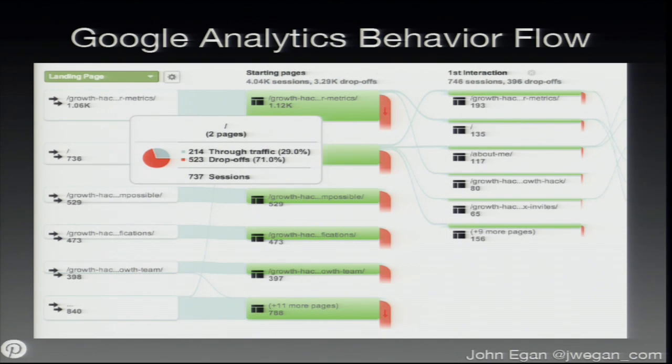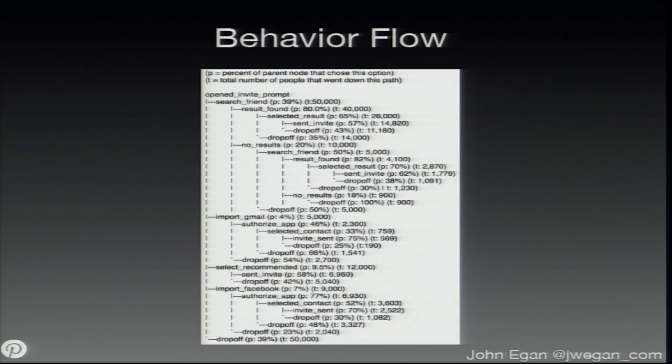I'm sure many of you are familiar with this, but what it shows is what pages a user landed on, what were the subsequent pages they went to, and what's the drop-off at each point. So we wrote a really simple script to generate a text-based version of this graph for our invite flow. And what we tracked was just what buttons users clicked on and what happened after they clicked.